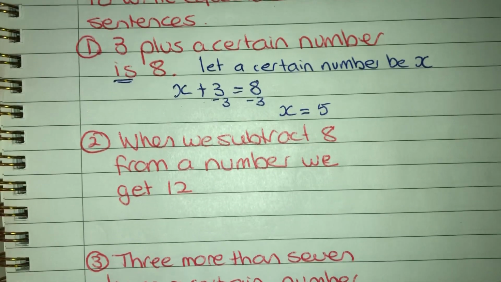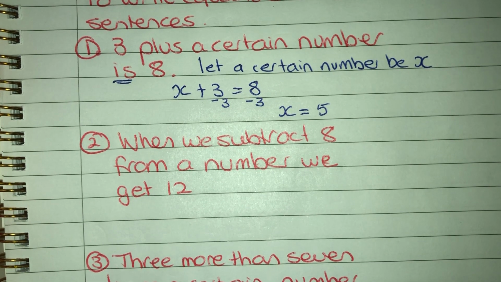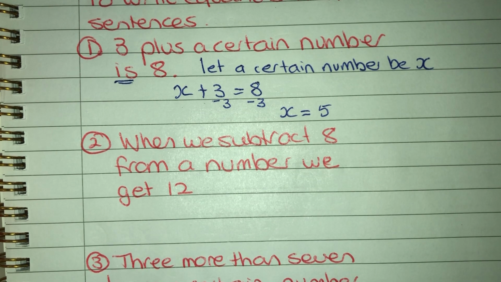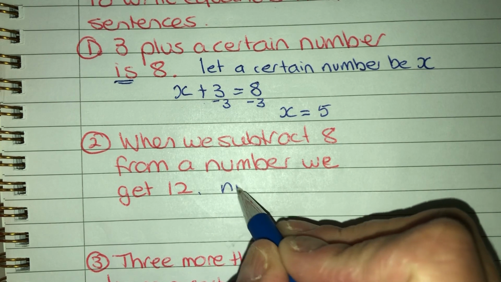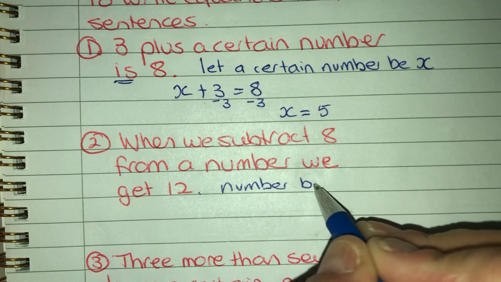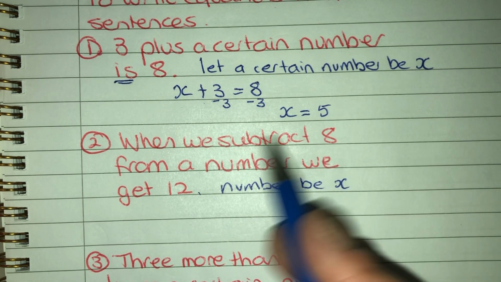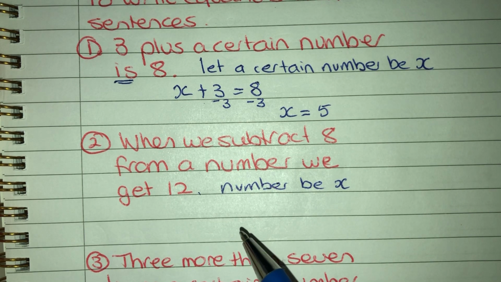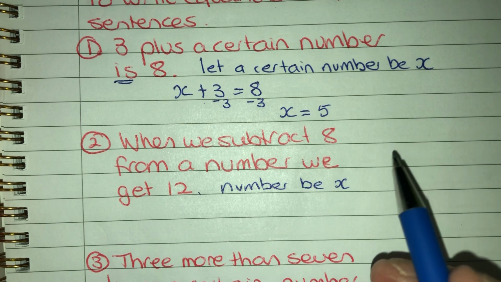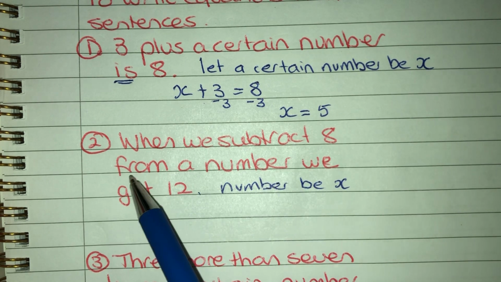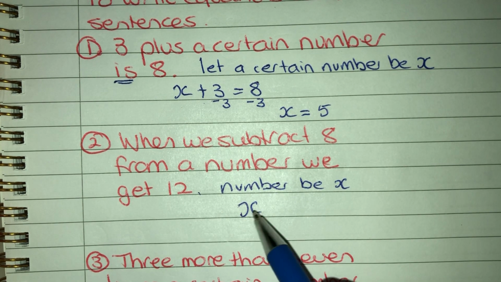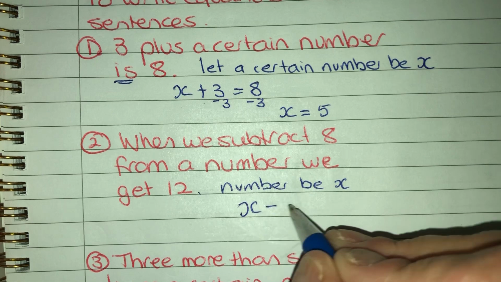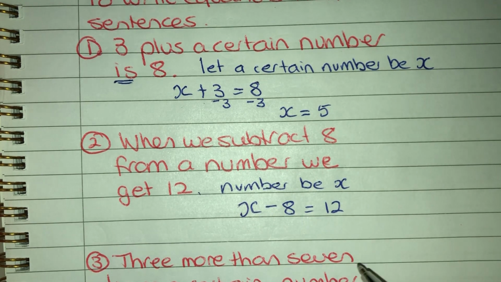Next one. When we subtract 8 from a number, we get 12. Don't forget to pause if you need to write this down. Well, you do need to write it down, so press pause. Okay, so we're going to let the number be x. When we subtract 8 from a number, so remember, that's different to we have a number and we subtract 8. So when we subtract 8 from a number, we must start with our x. We are going to subtract 8 from that number. So it's x minus 8, and that's going to equal 12.